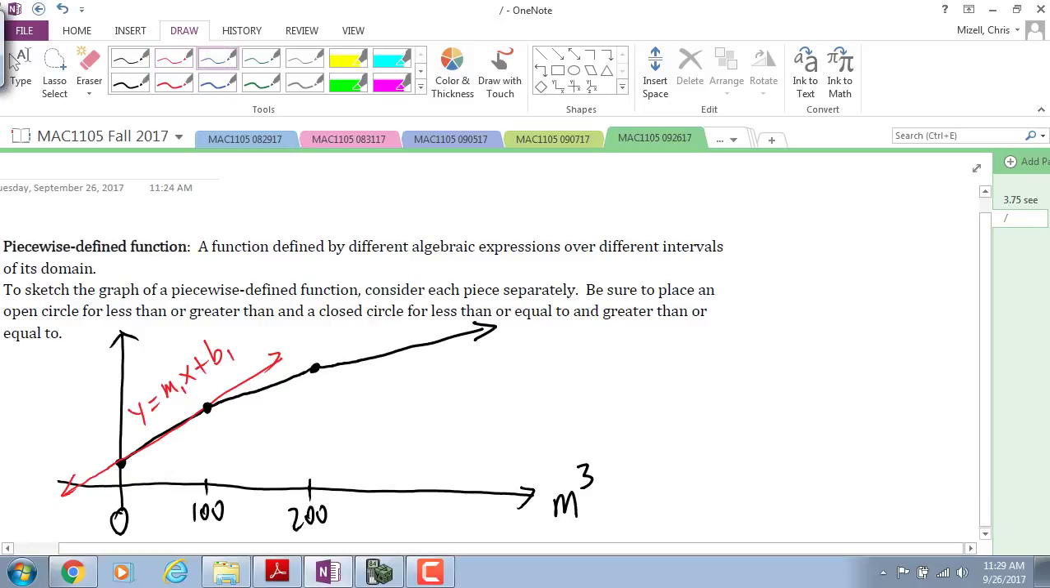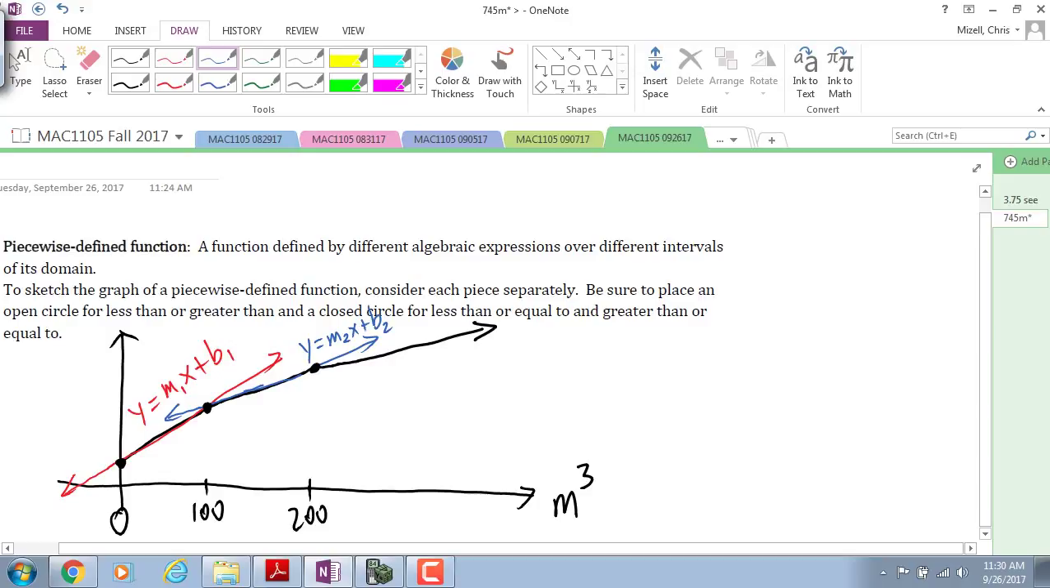And then there's the straight line that looks like that, of which that line segment where we decide how much to bill customers between 100 and 200 cubic meters, that's another straight line. And if we're going to write an equation for that straight line, we could do it. That'd be y equals m sub 2x plus b sub 2.